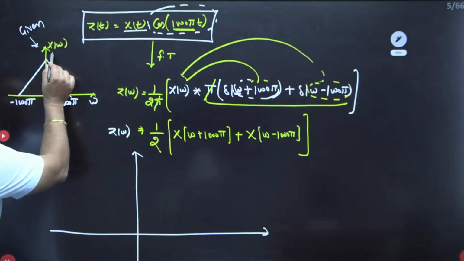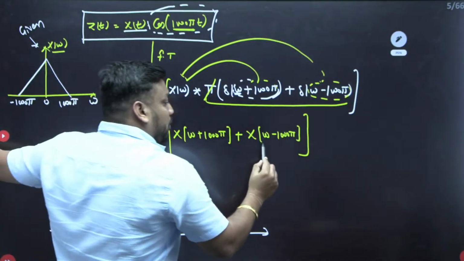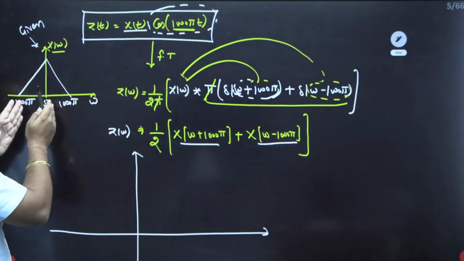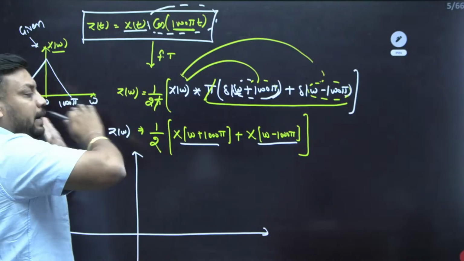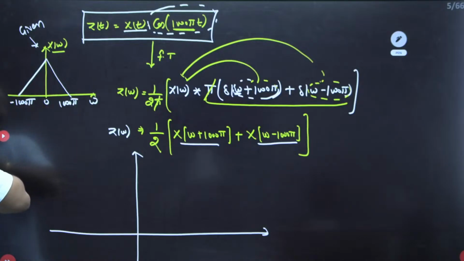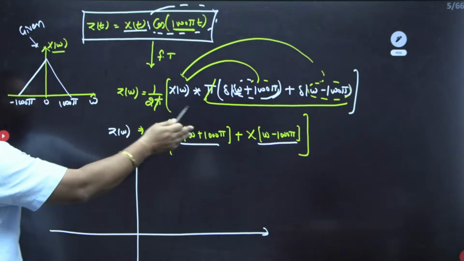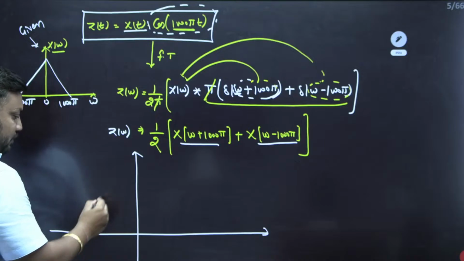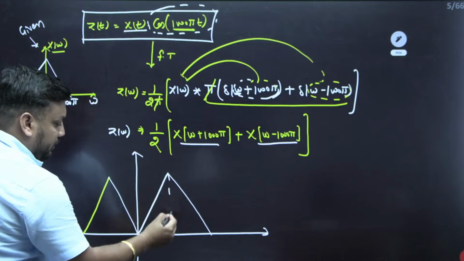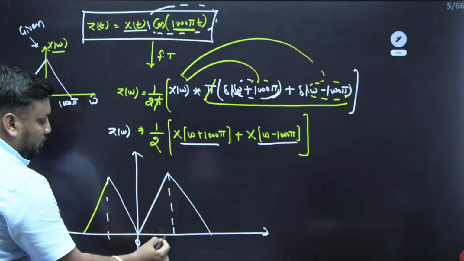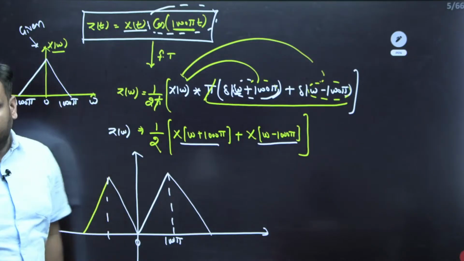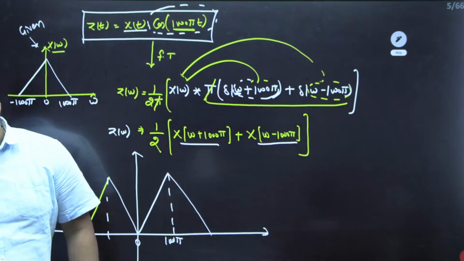So tell me, what is X of omega minus 1000 pi, X of omega plus 1000 pi? It means this X of omega one time will shift to the right hand side by 1000 pi distance, and one time will shift by minus 1000 pi to the left hand side, and finally we have to add. So after adding I will get a curve like this. So don't you think now here is 1000 pi actually, and because this is shifted by 1000 pi to the left hand side, so the new will be what guys?